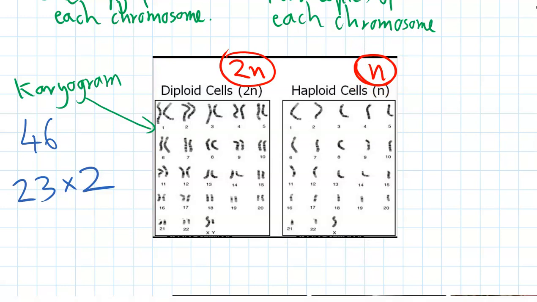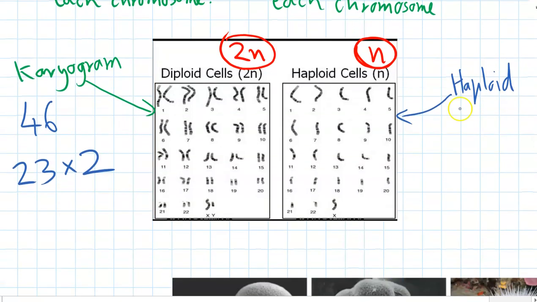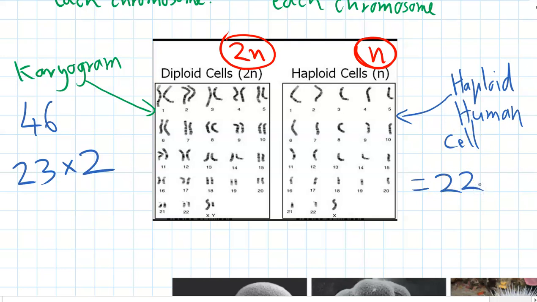So here's actually a karyogram of a haploid human cell. And we can see that there's only 1 copy of each, so this cell only has 23 chromosomes. So just 23 in total.